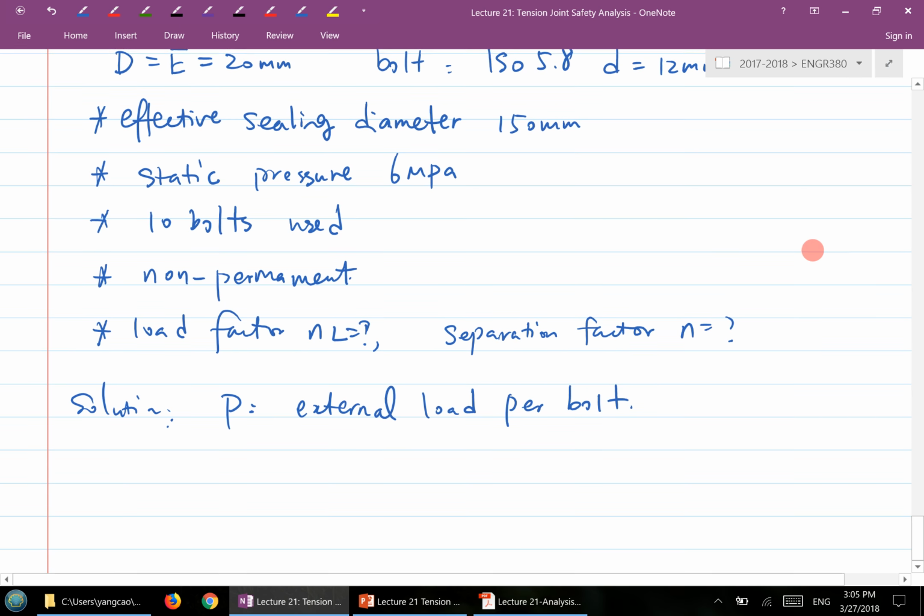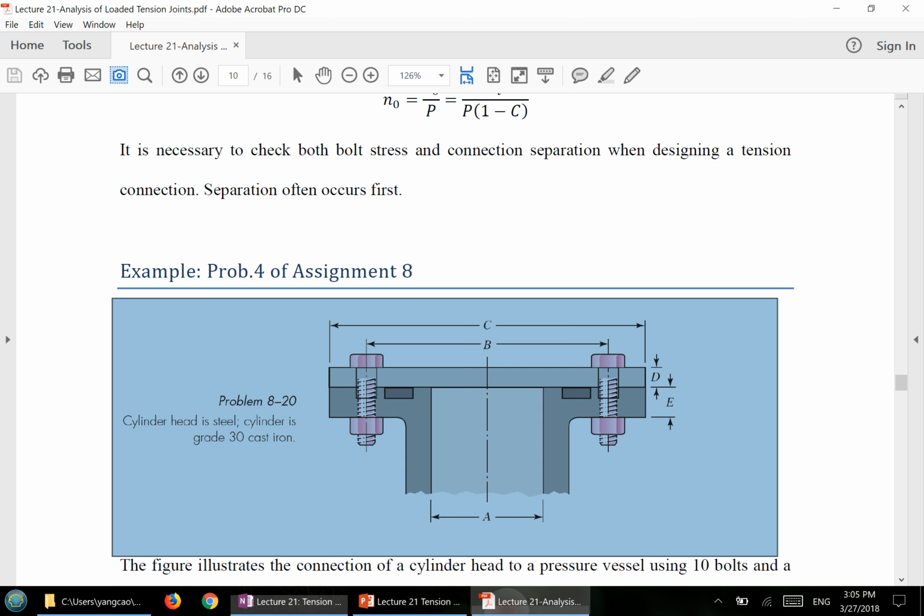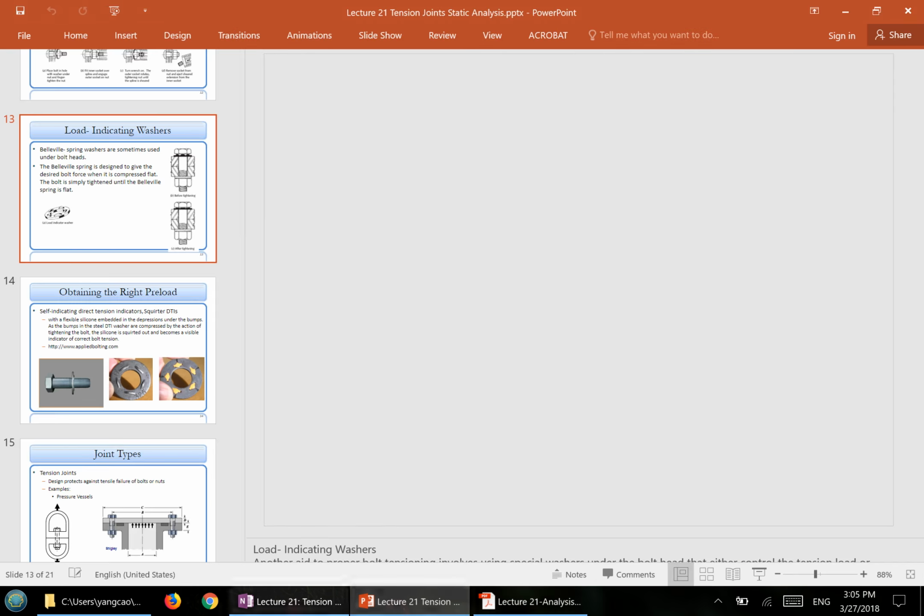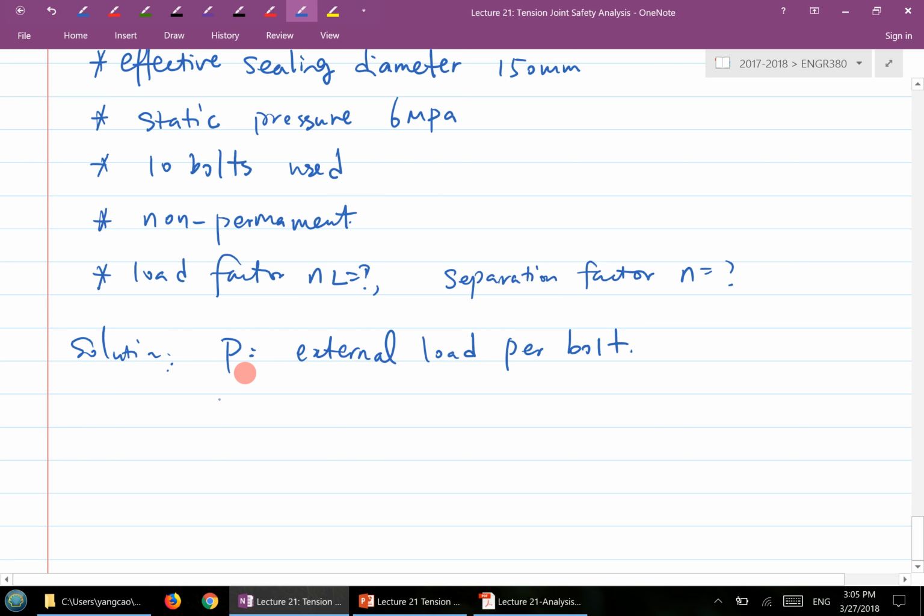What the question gives you is an effective sealing diameter and a static pressure, and then 10 bolts here, right? So basically, we have an effective sealing diameter. That effective sealing diameter will give us the area of sealing, so that's how much effective sealing area corresponds to that internal pressure. This can be calculated very easily, so let's call it A.